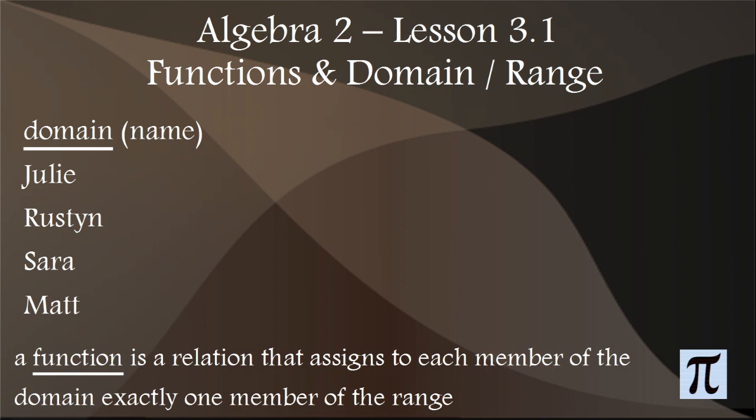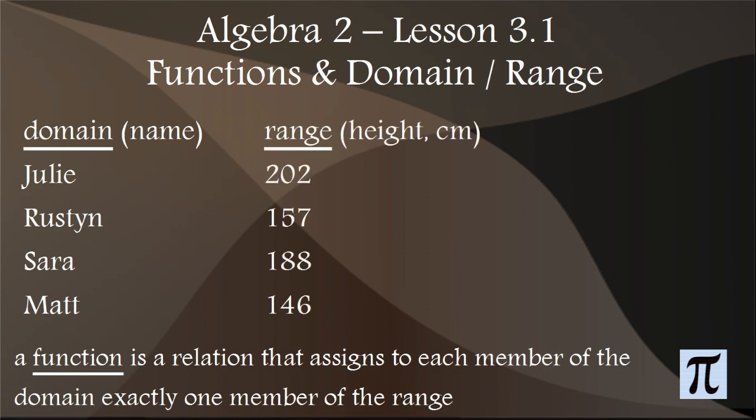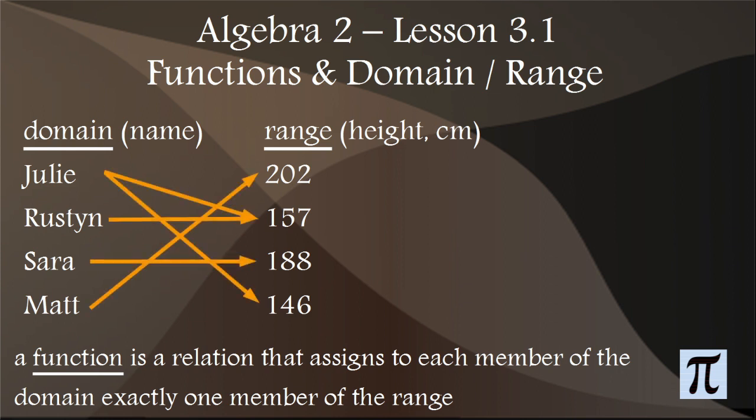So let's do another example with four names here: Julie, Rustin, Sarah, and Matt. This will be our domain. Our range will be height. How tall is each person in centimeters? So let's draw some arrows. Does anything stand out as looking odd to you? In this case, the input name of Julie provides two outputs. This is saying that Julie is two different heights at the same time, which isn't really reasonable.